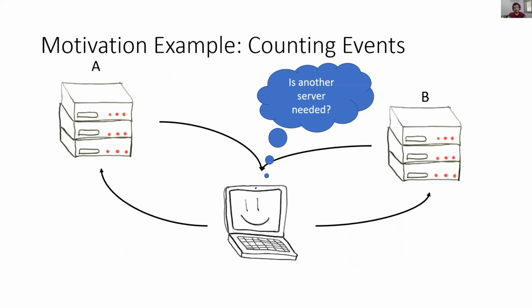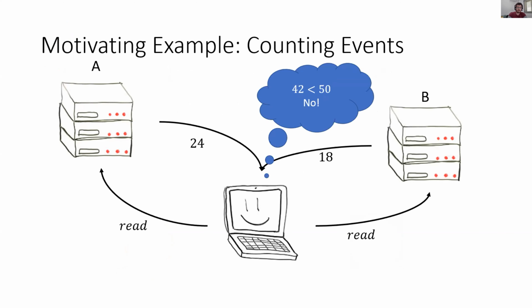So if the total number of connections is 50 or greater, it needs to start up another server. So it asks server A how many people are connected to it. Server A replies 24. It asks server B how many people are connected to it. Server B replies 18. It sees that there are 42 people and there's no server needed.